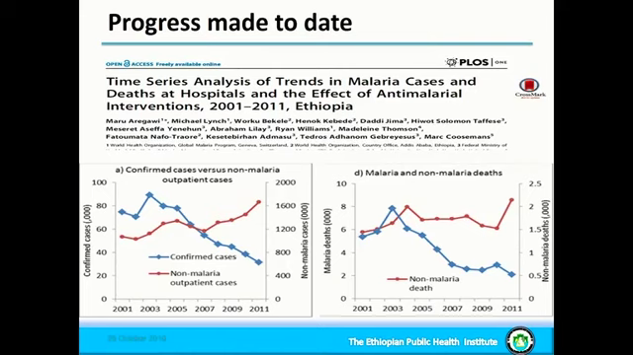This graph shows the decline of malaria between 2001 and 2011. The graph on the left shows confirmed malaria cases are declining, and the graph here also shows malaria deaths. And as you can see, the year is around 2003 and 2004.